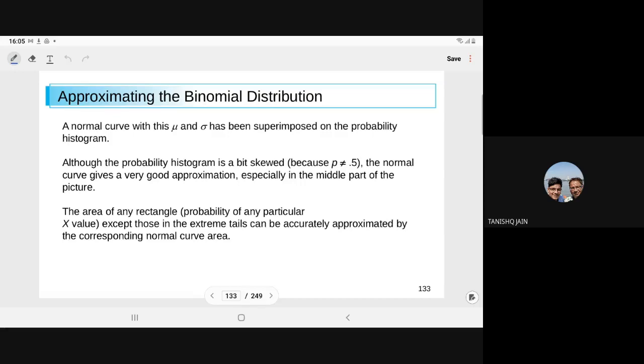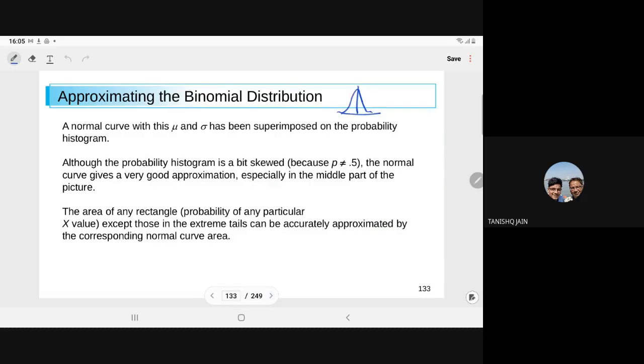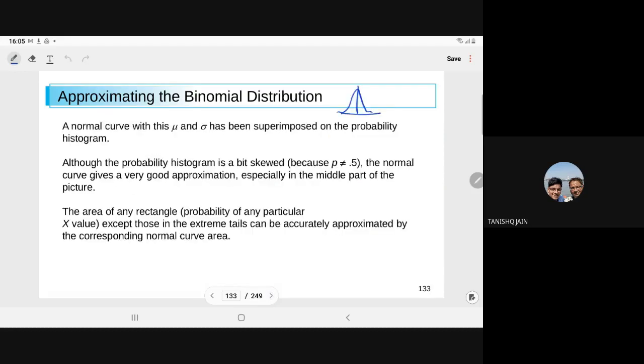binomial distribution. Although the probability histogram is a little skewed, because here p is not equal to 0.5, for the normal distribution, as we have studied, it is symmetric about the mean. But here you can observe it is not exactly symmetric; it is a little skewed because p is not equal to 0.5. The normal curve gives a very good approximation, especially in the middle part of the picture, where we have exact overlapping.